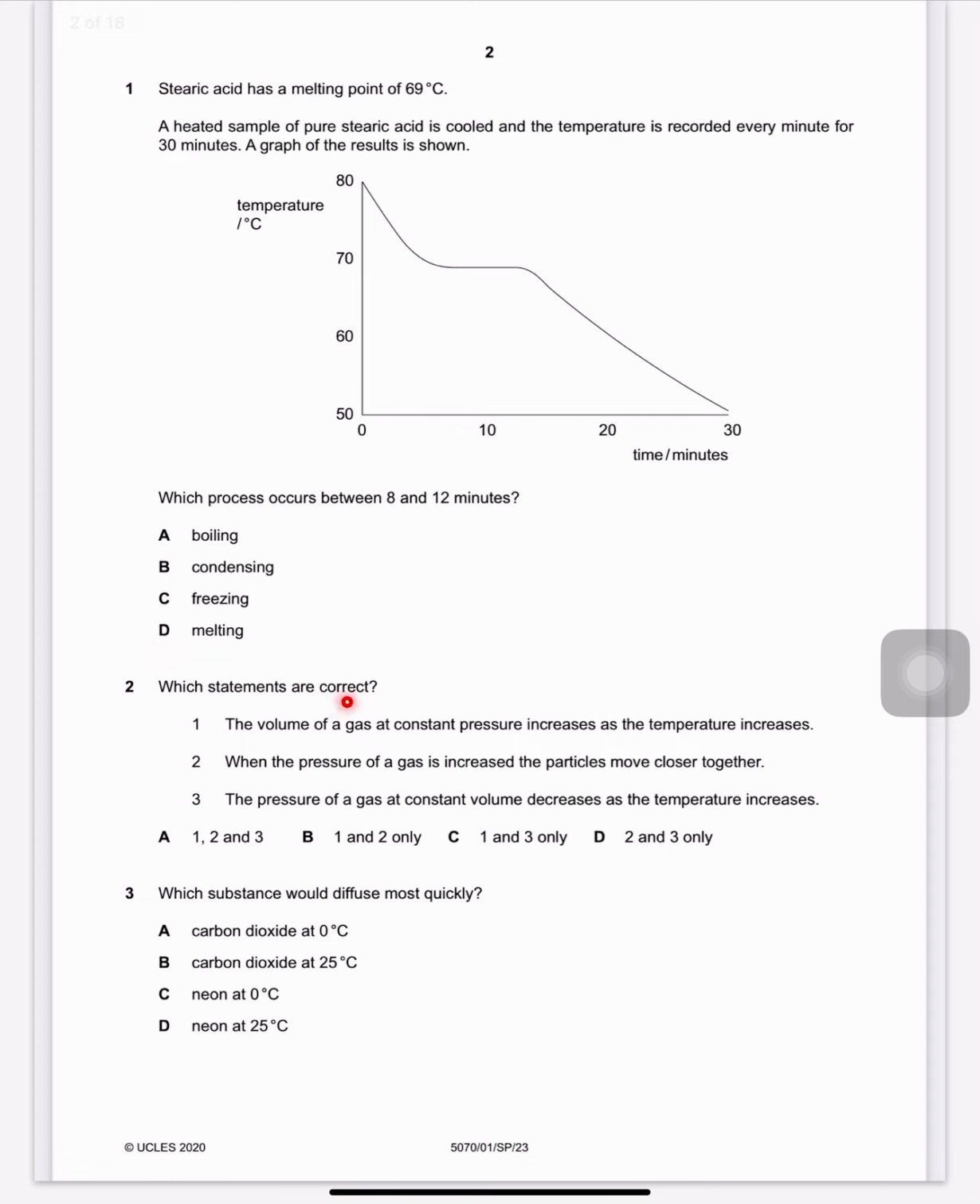Which statements are correct? The volume of a gas at constant pressure increases as the temperature increases. Okay, let's discuss this. If we are talking about question number two, guys, this is related with Boyle's law and Charles' law. I am writing the names of these laws over there. What is Boyle's law, guys? It is the law which is related to pressure being inversely proportional to volume.